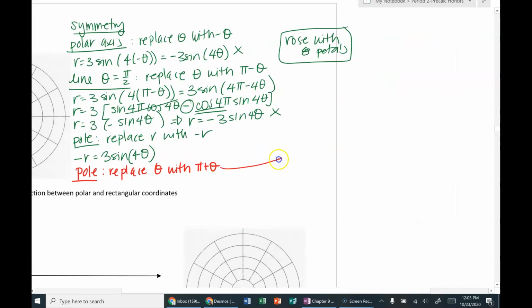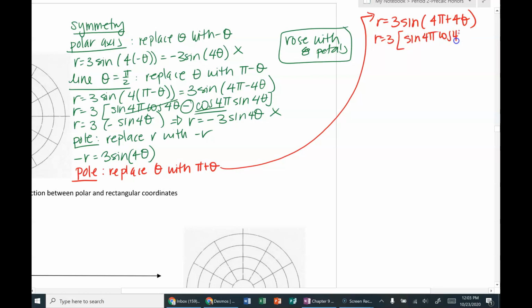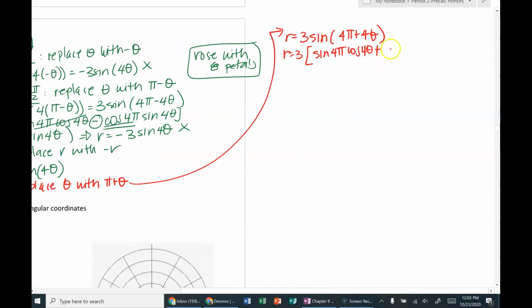I'm out of room right there, so I'm gonna go all the way over here. So r equals 3 times sine of 4 pi plus 4 theta. R equals 3 bracket sine of 4 pi cosine 4 theta plus cosine of 4 pi times sine of 4 theta. And sine of 4 pi, that's 0, but cosine of 4 pi is now positive. So that's a positive sine of 4 theta. Whoa, it works. It is symmetric about the pole, okay?